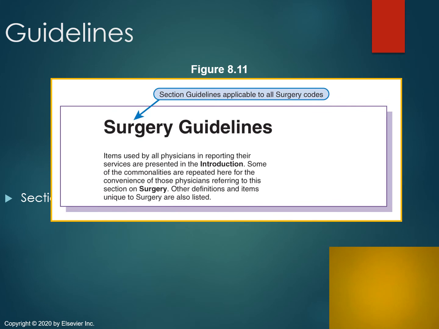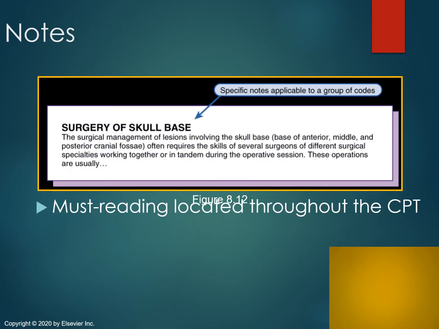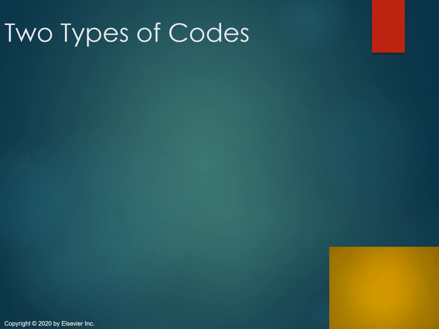Surgery guidelines, very important. They're extensive. There's like, I don't know, 3 or 4 pages of the guidelines at the beginning of the chapter in surgery or the section. And then each subsection has its own guidelines as well. Look here, for example, specific notes applicable to a group of codes, surgery of the skull base. So it tells us this involves the skull base, which is base of anterior, middle, and posterior cranial fasciae, often requires skills of several surgeons. Okay, these operations are usually, et cetera, et cetera. So there's must reading located throughout the CPT book.